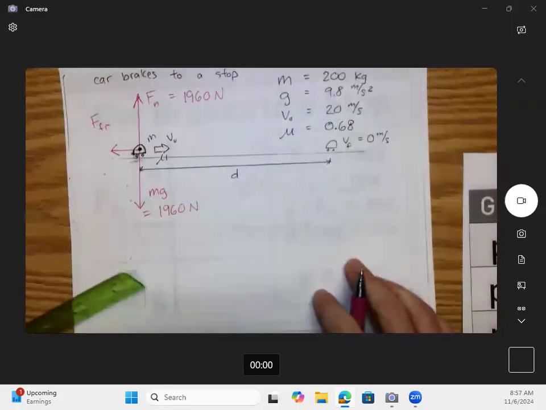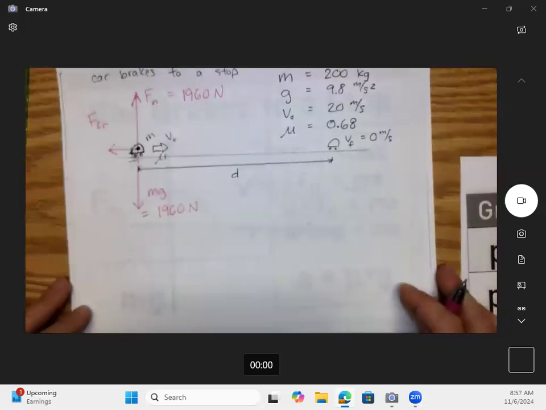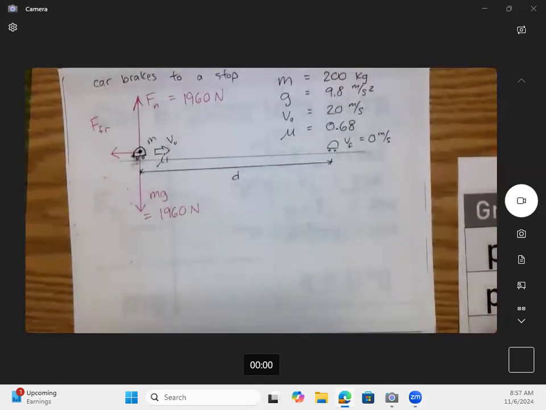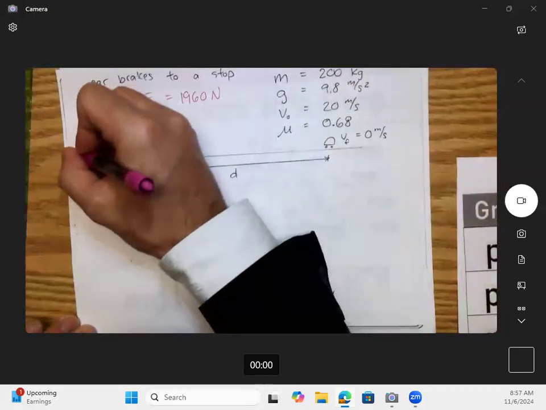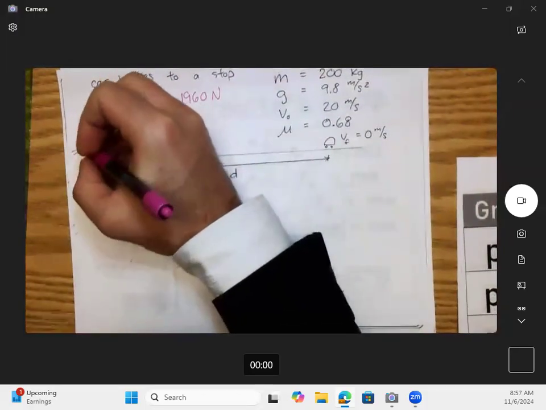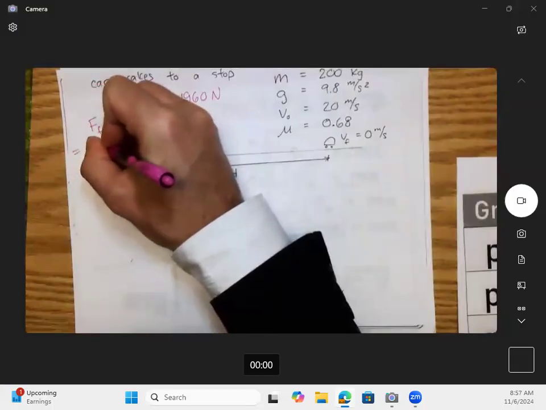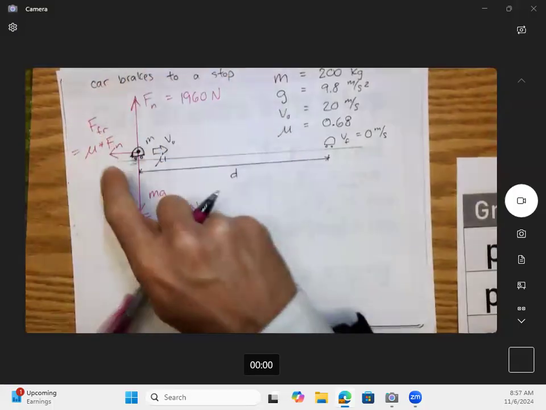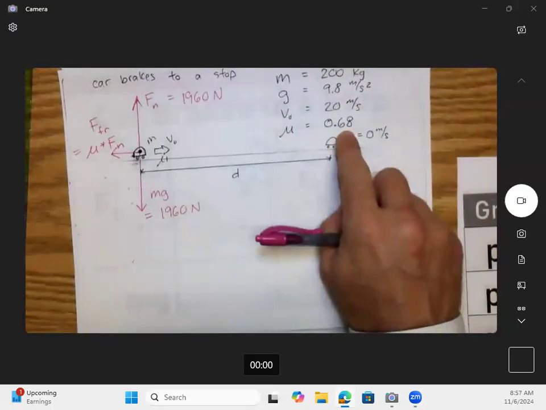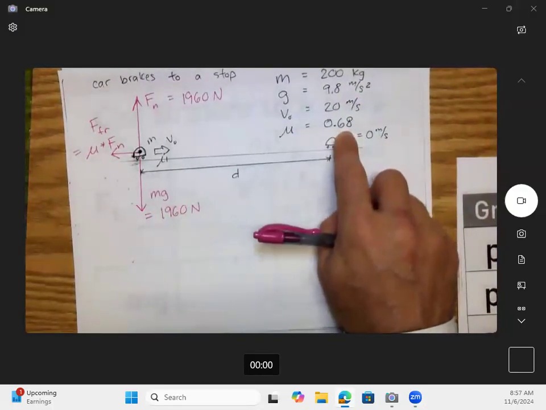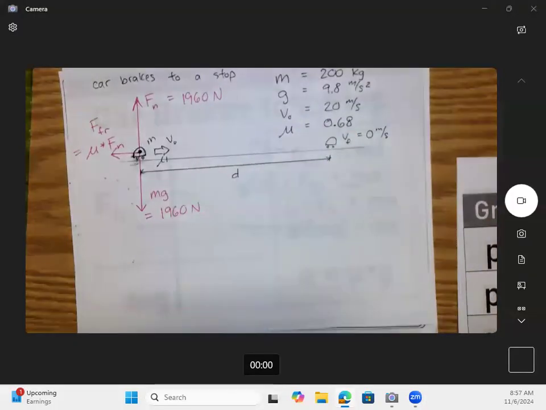Now, there's a formula for friction force, either for kinetic friction or if you're maxing out with static friction. How does it go? It's what times what? Exactly. Coefficient of friction times the normal force. And we have numbers for each of those. You got a coefficient of friction of 0.68, and I got a normal force of 1960 newtons.